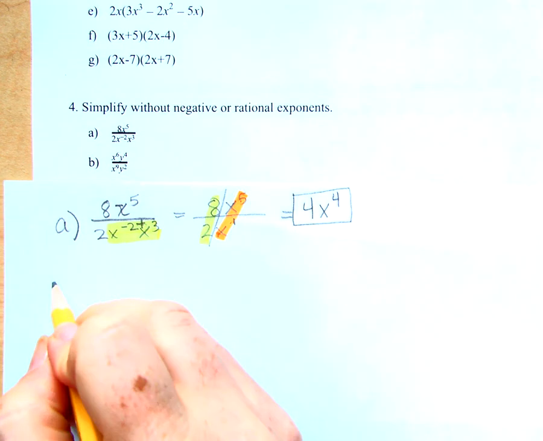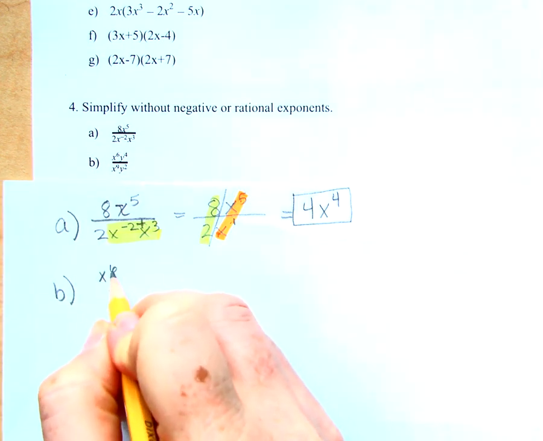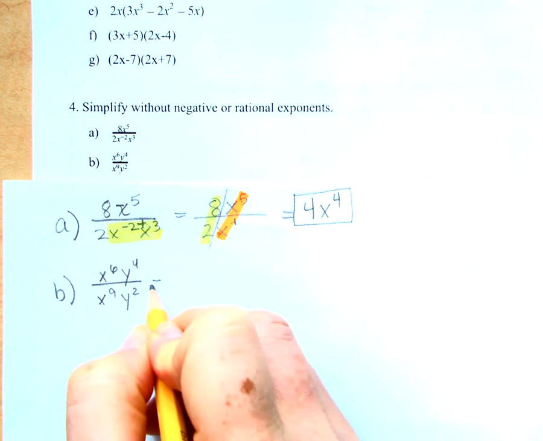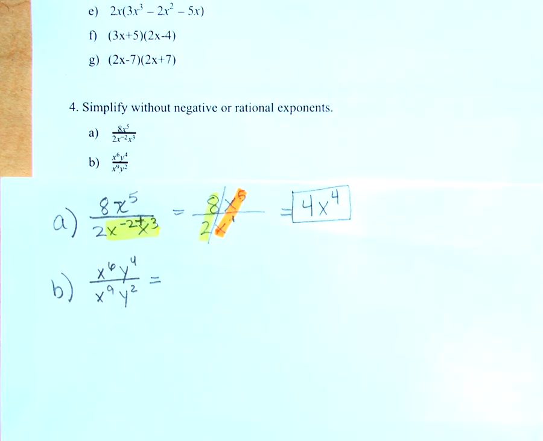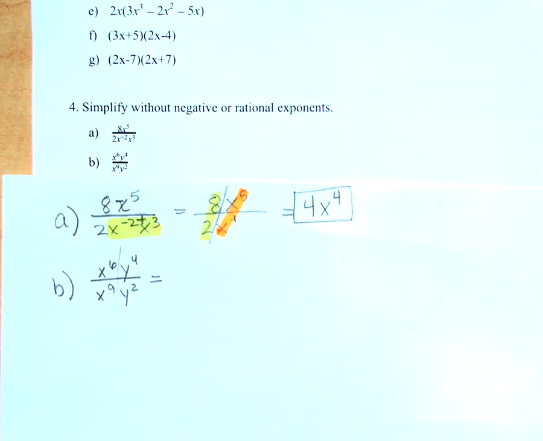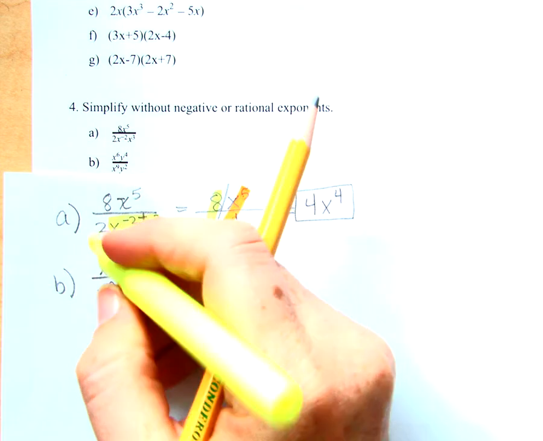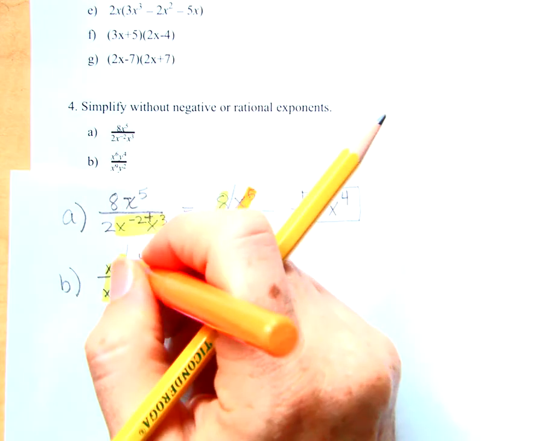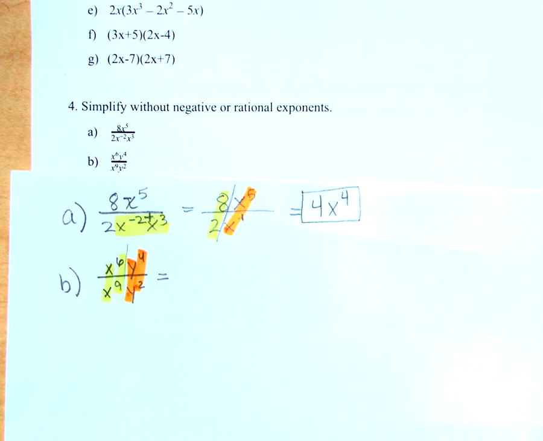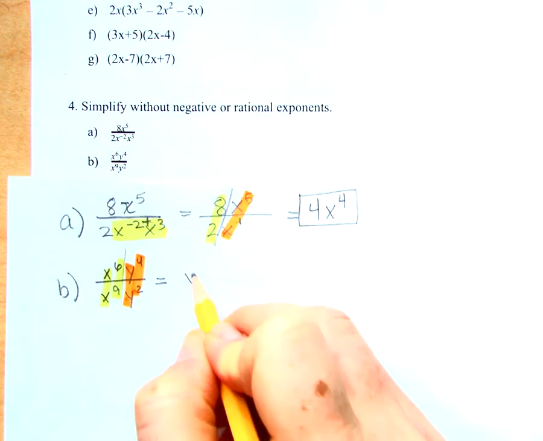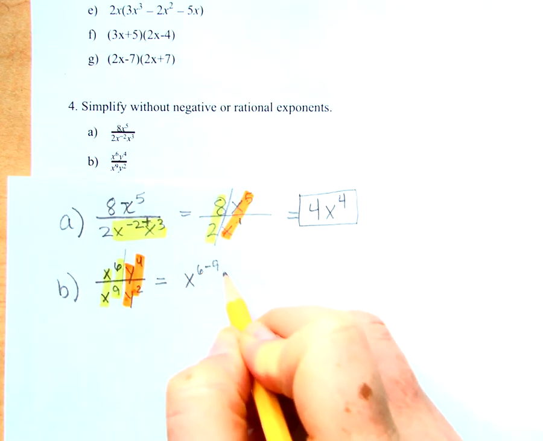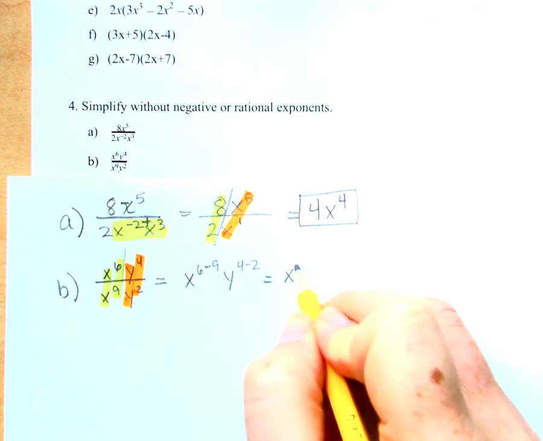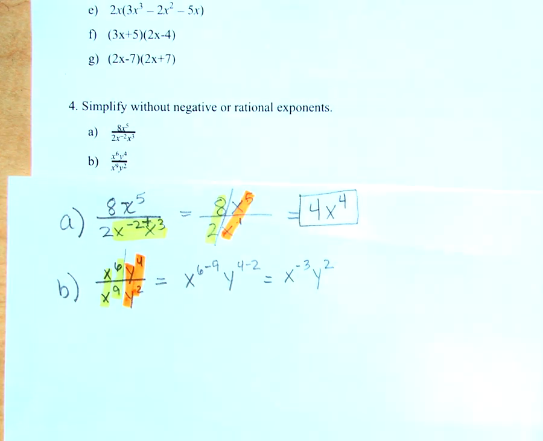Okay, part B. We have x to the 6th, y to the 4th, over x to the 9th, y to the 2nd. Nothing in the numerator or denominator can combine, so I'm going to separate my variables. I'm going to divide my x's, which means I subtract my exponents, and divide my y's, which means I subtract my exponents. So it's x to the 6 minus 9 and y to the 4 minus 2. 6 minus 9 is negative 3. 4 minus 2 is 2.